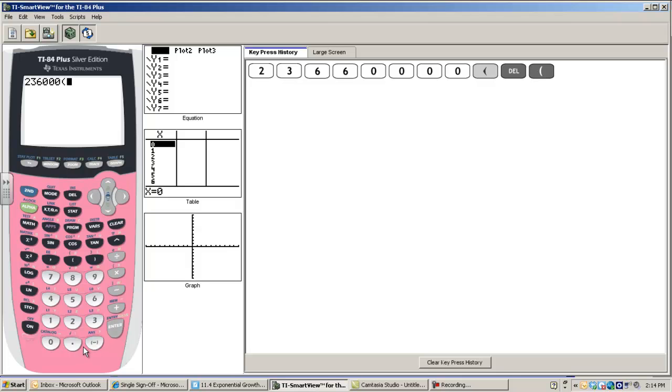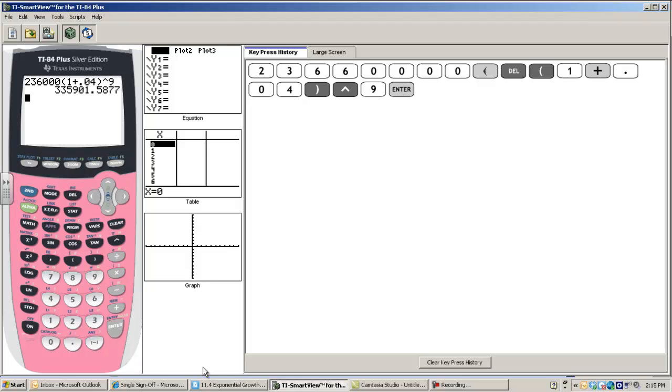Parentheses, because that's what I have written down, 1 plus 0.04, close my parentheses, to the power of 9. And I'm going to hit enter, and it's going to tell me the answer. That's all there is to it. You don't have to get all fancy. Just use your calculator. That's what it's there for.